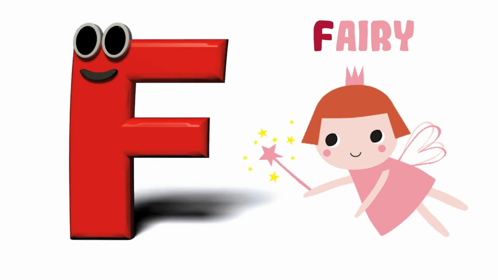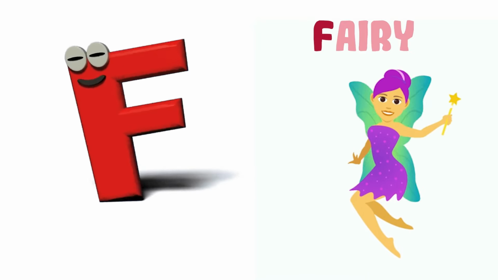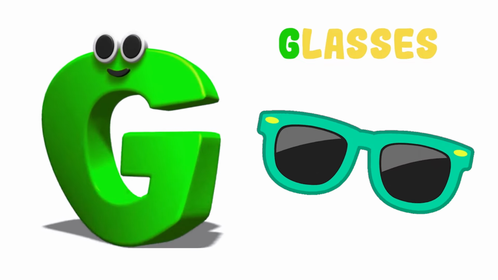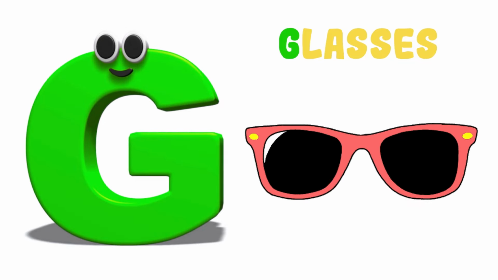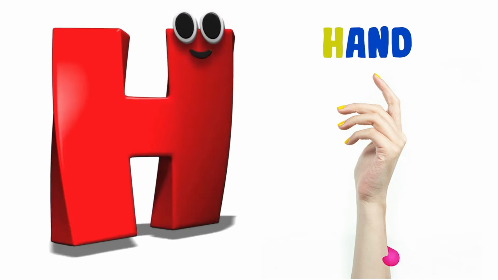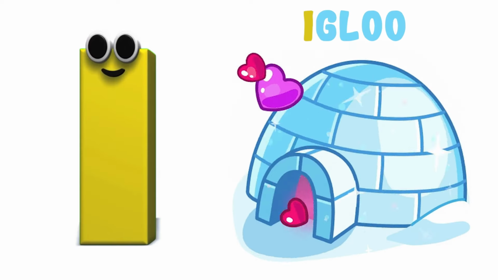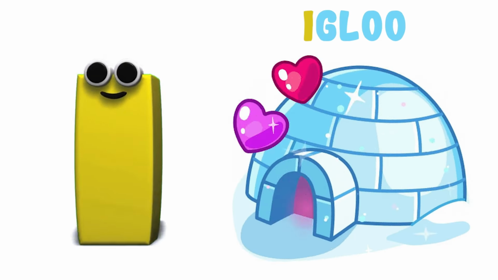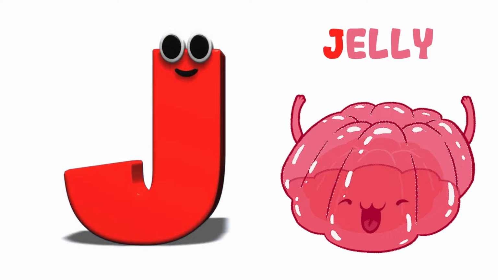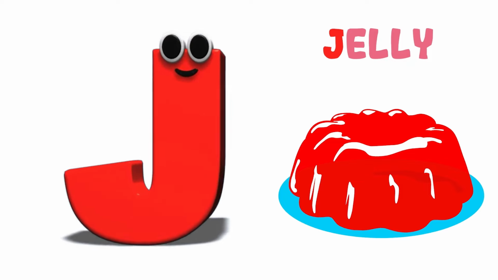F is for fairy. F, fairy. G is for glasses. G, glasses. H is for hand. I is for igloo. I, igloo. J is for jelly. J, jelly.